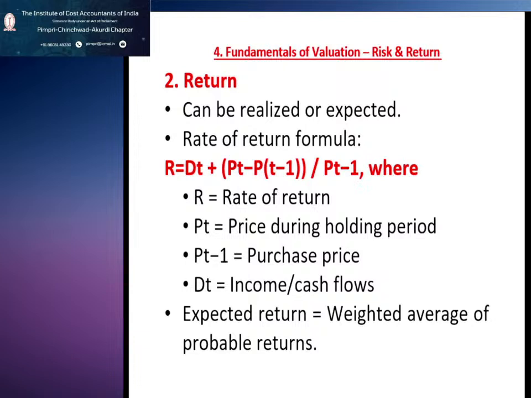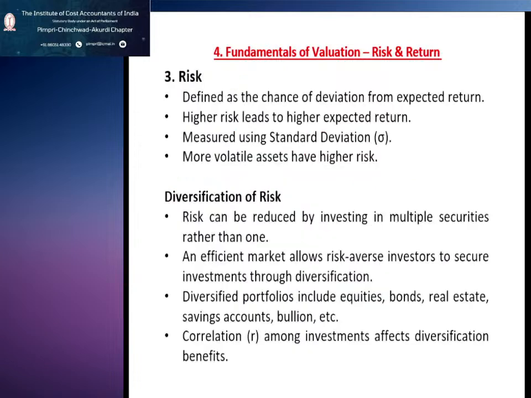So expected return is equal to the weighted average of probable returns. That's what the return formula in MPT is. The third factor, which is risk, he defined as the chance of deviation from the expected return. So whatever expected return has been there, if that expected return is not met, then to that extent what has not been met is the risk element. So it is a chance of deviation from expected return.